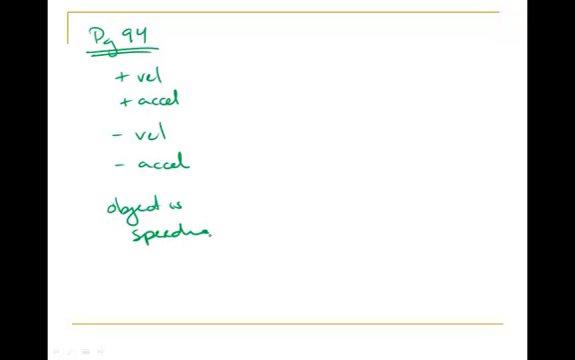Now, let's think about this for a minute. If the velocity is positive, that means I am going in an upward direction. And if the acceleration is also pushing upward, this object is going upward faster. The same thing can happen in a negative direction. If the velocity is negative, the object is going down, and acceleration is negative, meaning it's pulling or pushing down on the object, it is speeding up.